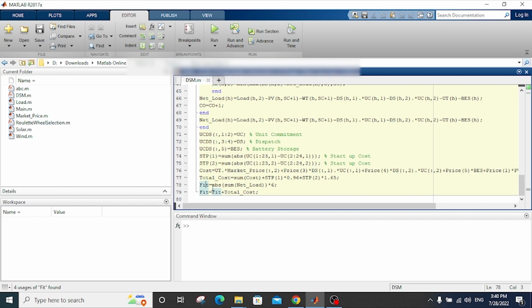After that, we calculated the fitness value. The fitness value depends on two things. The first thing is the total cost, and the second thing is whether the net load is not covered. If the load is not covered, or the generation is more than the load, we multiply by the penalty factors. So we have two things: the total cost from the generation, and the penalty cost if the load is not covered. This is the demand side management objective function, how to operate here.